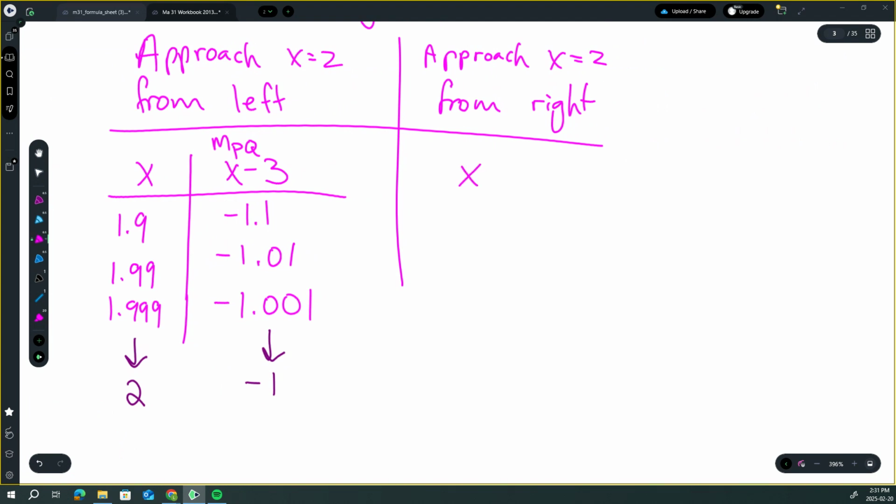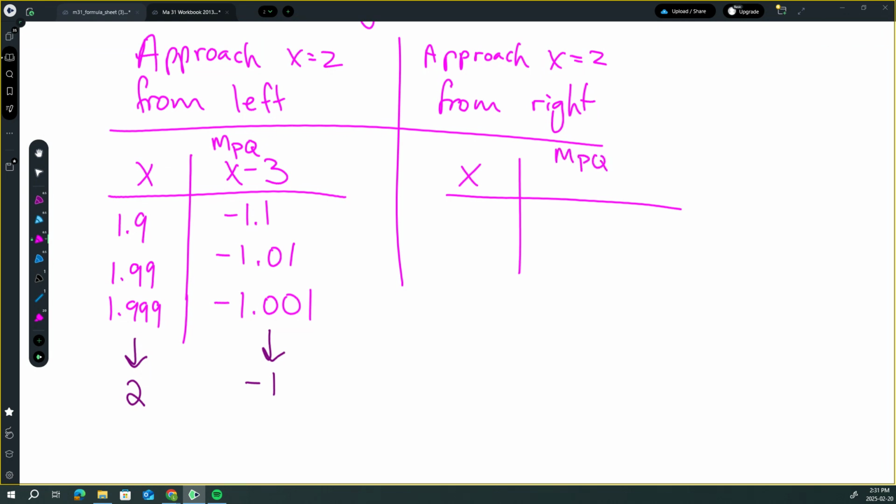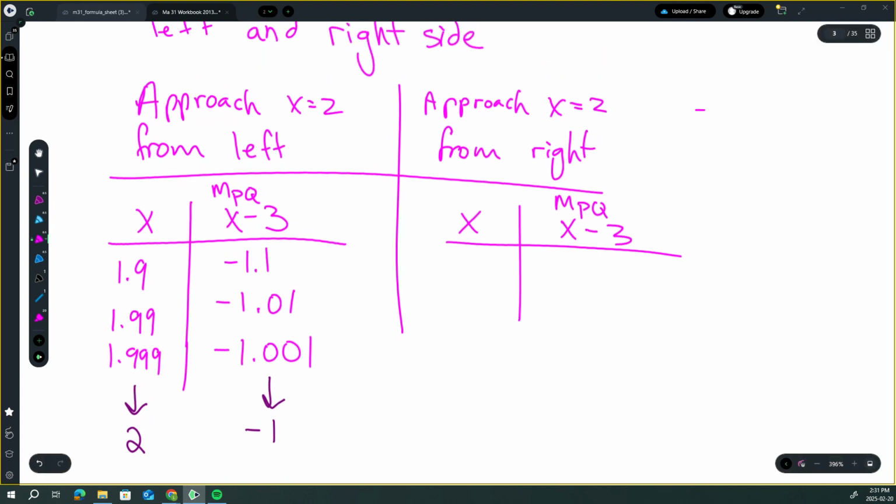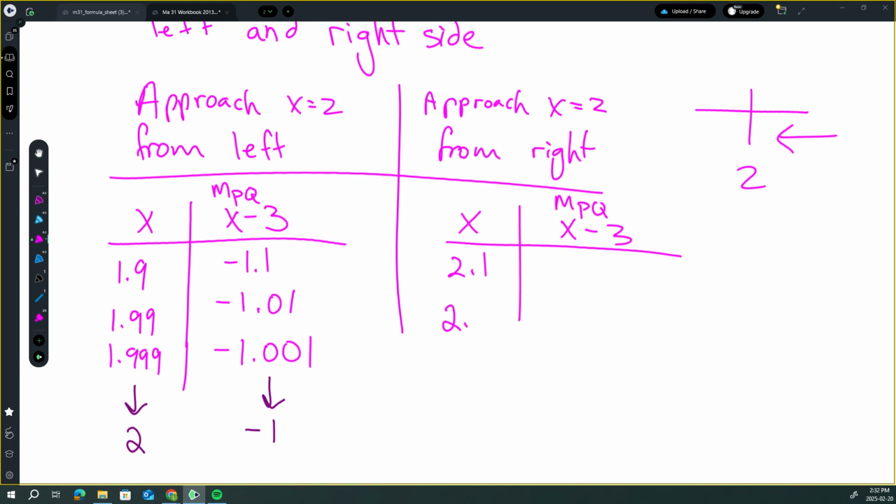Okay, let's do the same thing over here, so your slope for your PQ. Now we're approaching 2 from the right. So I'm going to go 2.1, 2.01, 2.001. Again, just getting slowly closer and closer to 2 from the right.